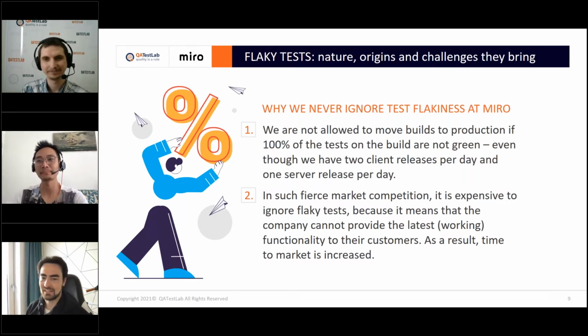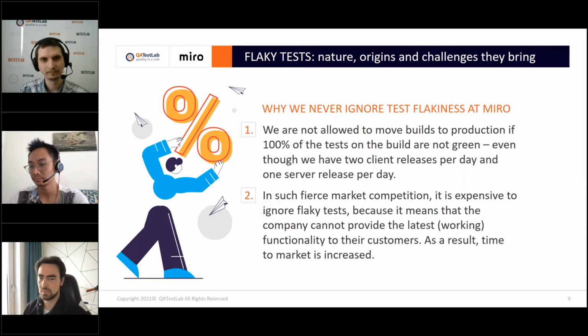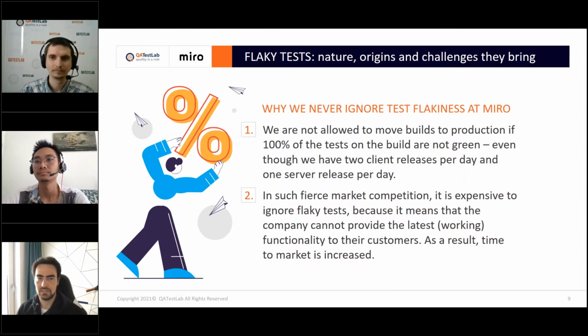I just want to add that the existence of flaky tests has a negative impact on the business side of the product also. Let's imagine a big, fast-growing company, for example, Miro, where we have multiple releases per day. In Miro, we have a rule that we are not allowed to pass a build to production if 100% of tests on the build weren't green. So it means that if some build has at least one failed test, the build won't go to production. And in such a world, it becomes quite expensive to have flaky tests, because it means that the company is not able to provide the latest working functionality to their lovely customers in time. So as a result, time to market significantly increases.